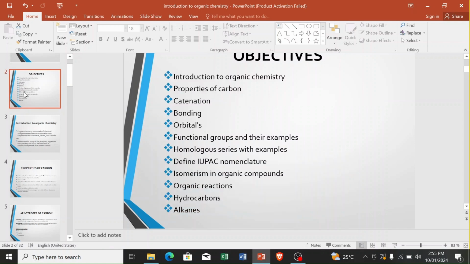So the study objectives of this lecture today, we are going to look at Introduction to Organic Chemistry. We shall look at what are the properties of carbon, and then what is catenation. Then we shall look at bonding. We shall also look at orbitals. We shall look at what functional groups are and their examples. We shall look at homologous series and examples.